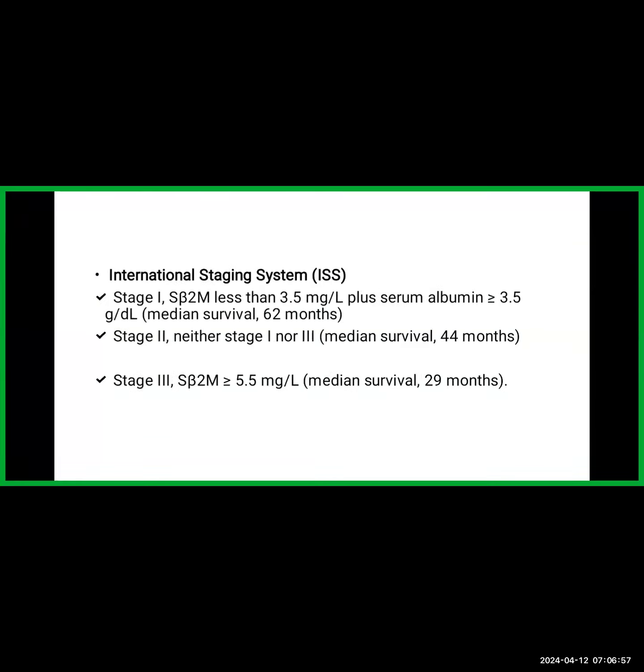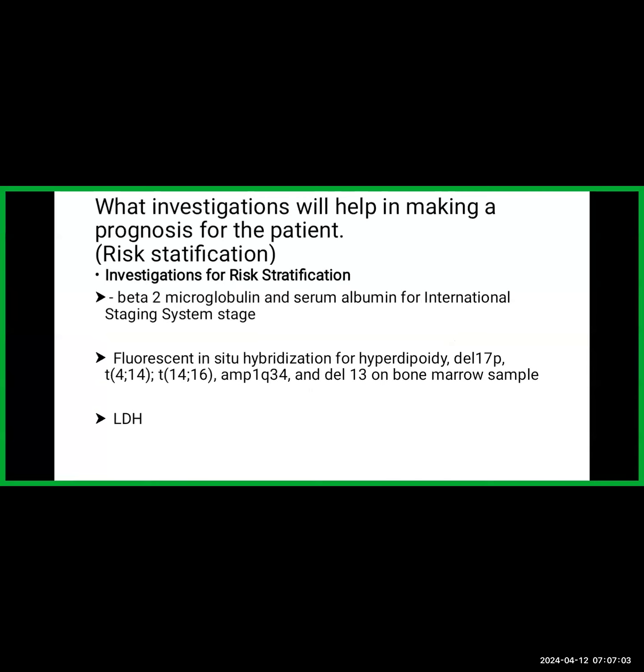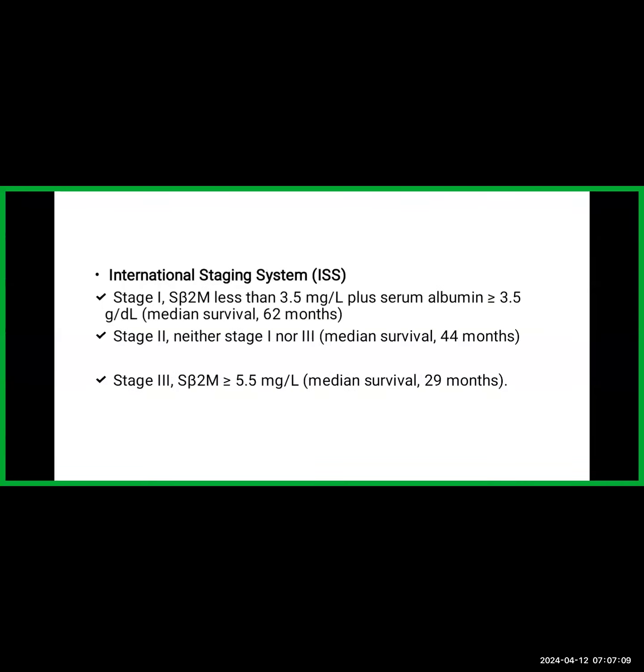So this will help us to use the values of the beta-2 microglobulin and then checking for chromosomal abnormalities and LDH. We'll stage the patient into stage 1, stage 2, or stage 3. Stage 1 has a median survival of 62 months. Stage 2, median survival of 42 months, and stage 3, a median survival of 29 months.